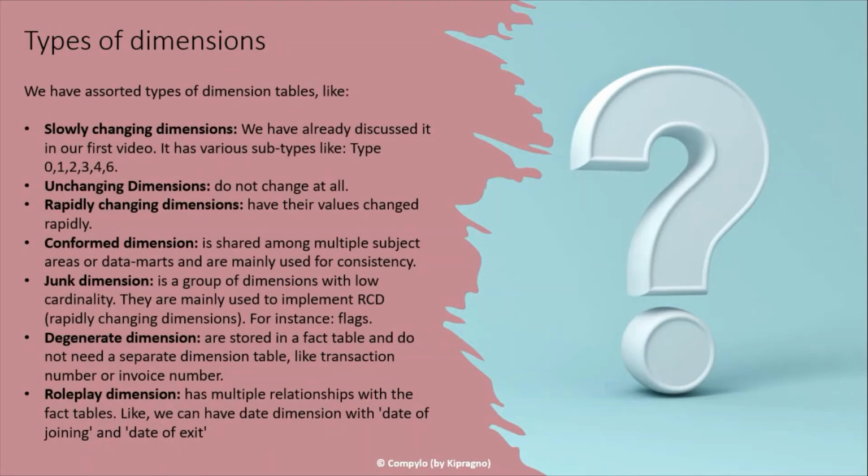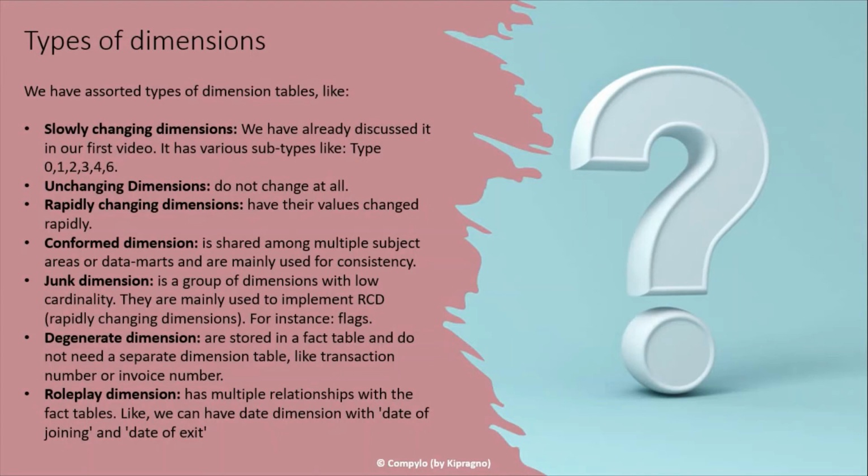What are the types of dimensions? We have assorted types of dimension tables like slowly changing dimensions. We have already discussed it in our first video. It has various subtypes like type 0, 1, 2, 3, 4 and 6. Next is unchanging dimension. They do not change at all. Next is rapidly changing dimensions. They have their values changed at a rapid pace.